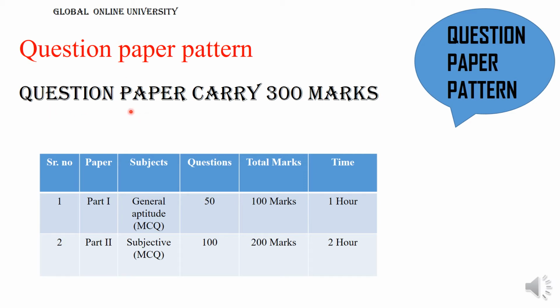You can see the question paper will be carrying 300 marks, right? In these 300 marks, every question will be carrying 2 marks, right? So you can see there will be two papers. Paper first is for general aptitude, and paper second is for the subject paper which you have applied for in the SET exam, right? Paper first will be general aptitude.